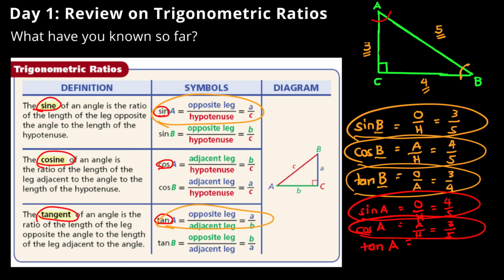And lastly, tangent of angle A is opposite over adjacent, and that gives you 4, the opposite side of A, and adjacent, which is 3, or 4 over 3. So tangent of angle A is equal to 4 over 3.